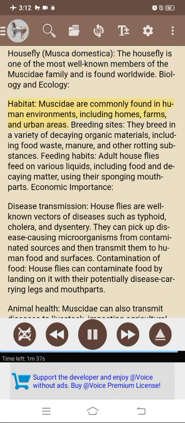Biology and ecology. Habitat. Muscidae are commonly found in human environments, including homes, farms, and urban areas. Breeding sites. They breed in a variety of decaying organic materials, including food waste, manure, and other bodily substances. Feeding habits. Adult houseflies feed on various liquids, including food and decaying matter, using their spongy mouthparts.